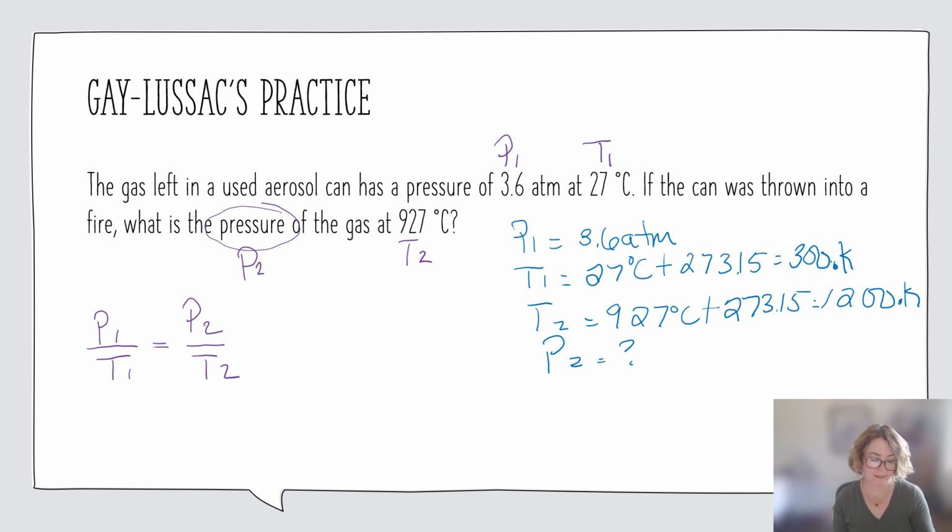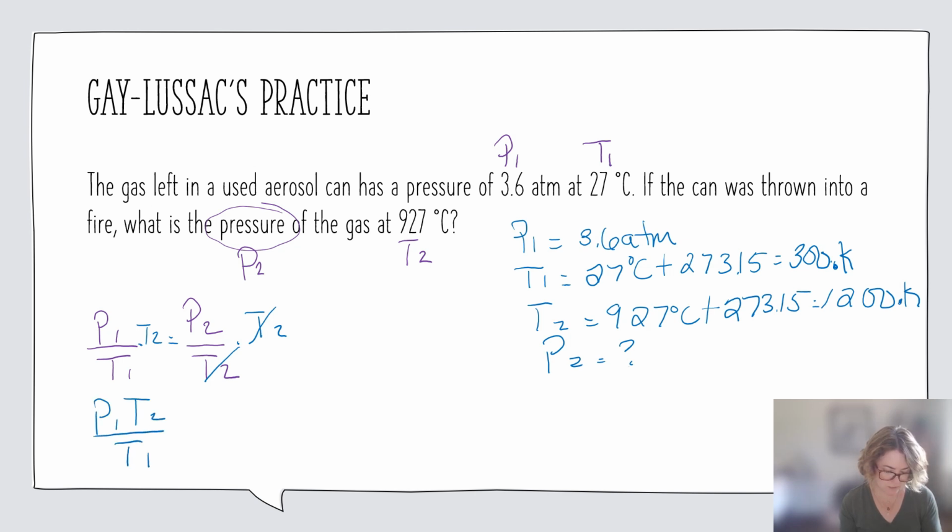All right, so I'm going to go ahead and rearrange my equation to solve for P2. So I'm going to multiply both sides by T2. And so what I have here is P1 times T2 over T1 is equal to P2. Now let's go ahead and plug all of my values in.